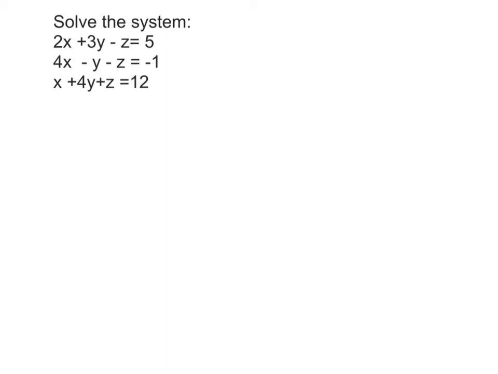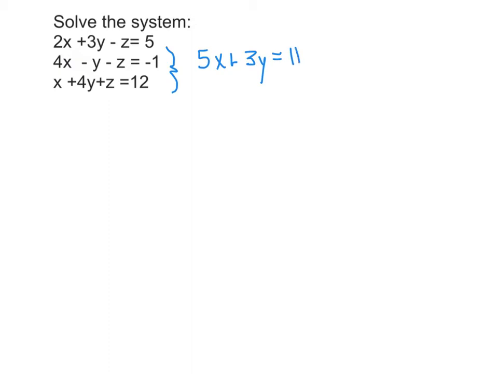So I'm going to start by adding the second and the third equation together so that the z's will cancel. So adding those two equations, I'm going to get 5x plus 3y is equal to 11.